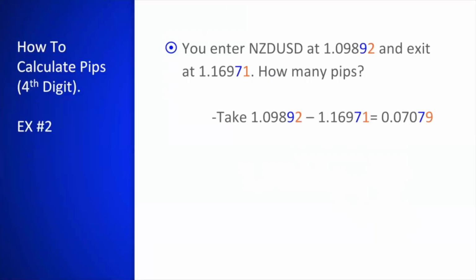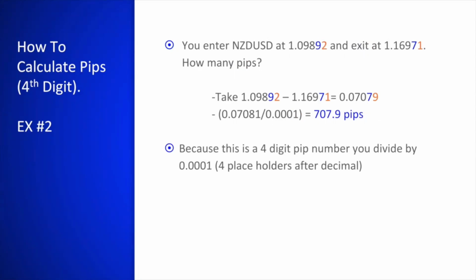All right, now after doing that calculation, you should have entered the 1.09892 minus the 1.16971, and you should have gotten 0.07079. All right? Now, notice that these are color correlated, the colors are correlating to different things. The blue color is correlating to the pip, and the 1 is the pipette. And remember, what are we supposed to do with the pipette? Ignore it.